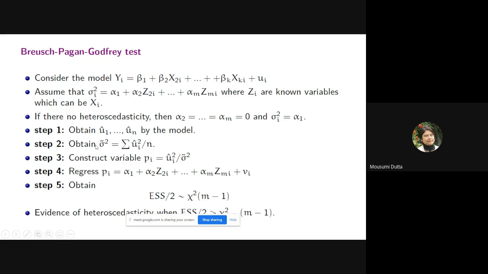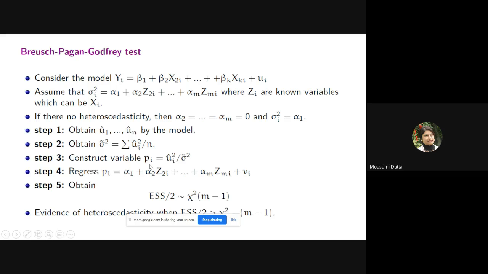Then derive a particular value which we are calling sigma tilde square, which is summation of ui hat square, which means RSS by n. Therefore, I'm giving it the notation in terms of sigma. We know Su square is equal to RSS by n minus k. Here, we are considering sigma tilde square, a kind of sample variance, which is equal to RSS by n.